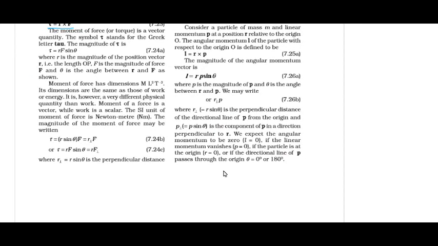So here tau is equal to rF sine theta, and this is equation 7.24a, where r is the magnitude of the position vector r and the length OP. F is the magnitude of F and theta is the angle between r and F as shown.